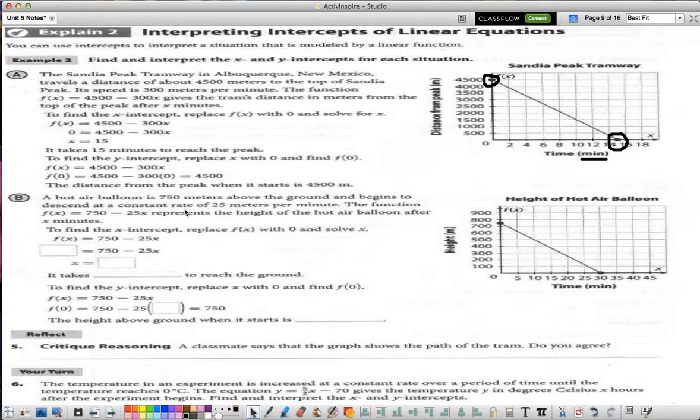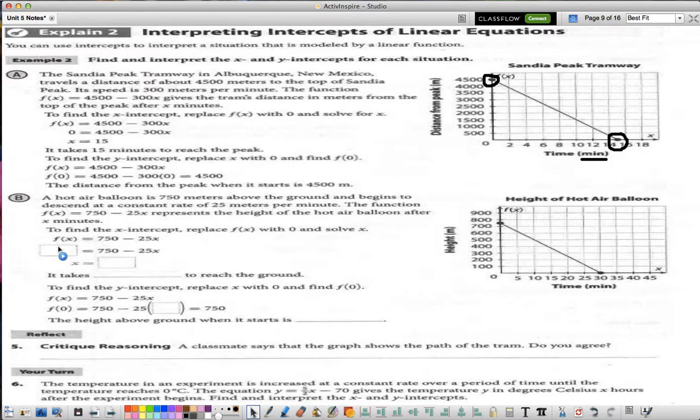Think of the constant of proportionality. The fact that it's constant tells us that the change is always the same, which is the same thing for this problem. So it has a constant rate of 25 meters per minute, and it's going down 25 meters per minute. So the function f of x equals 750 minus 25x represents the height of the hot air balloon after x minutes. So in 1 minute, it descends 25 meters. So if I put in 1 for x and do 750 minus 25, that tells me where it is after dropping down for 1 minute.